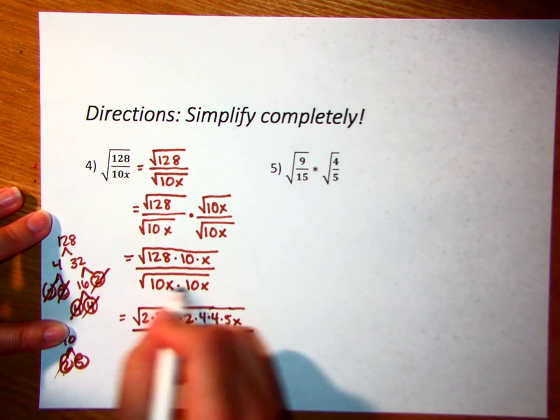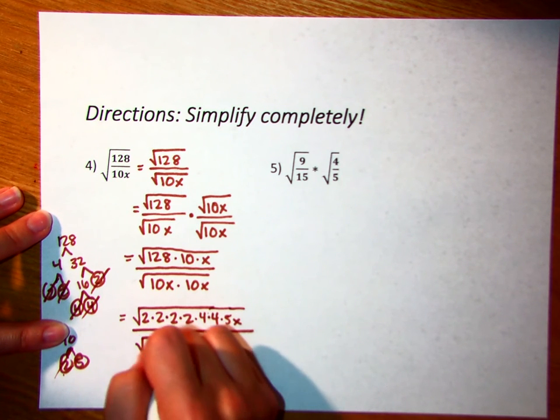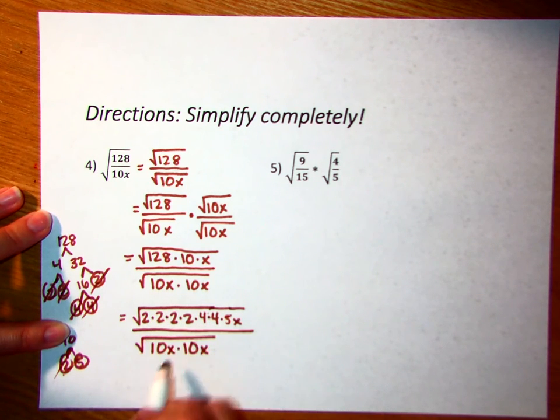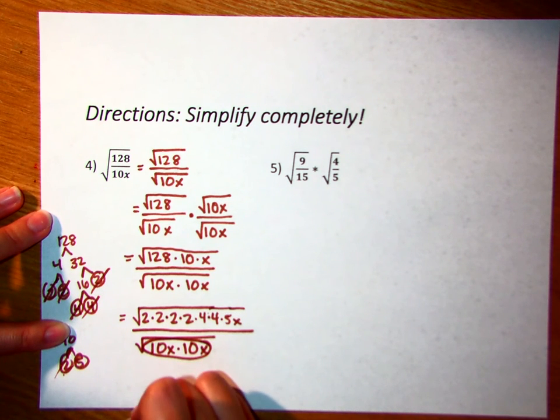All that over. I'm actually going to just leave that because watch what I'm going to do here. I'm going to kind of cheat. See, I'm looking for twins, and this is a set of twins. I get to pull out 10. I get to pull out x. That takes care of that.